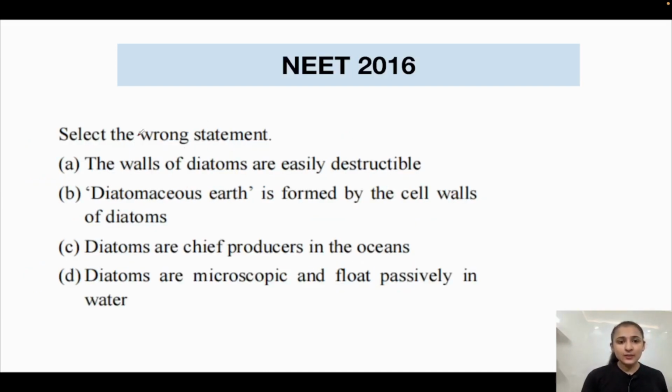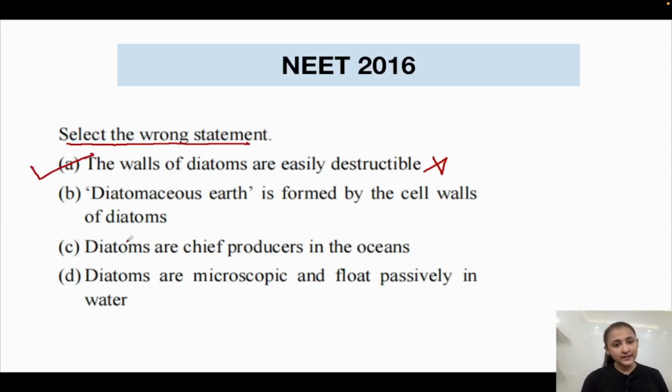Now in this question we have to select the wrong statement. The walls of diatoms are easily destructible. Statement number 1 is saying this, is it true? No, this statement is incorrect because the walls of diatoms comprise silica and silica makes the walls indestructible. Nobody can degrade or destruct them. So statement number 1 becomes incorrect and we were asked to select the wrong statement. So accordingly our correct answer is option number 1.